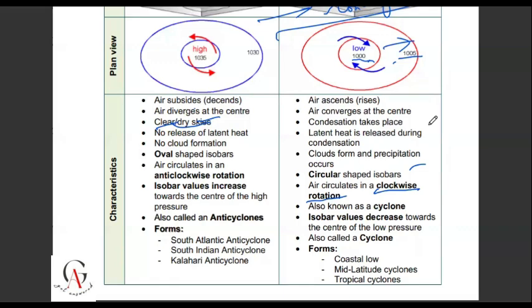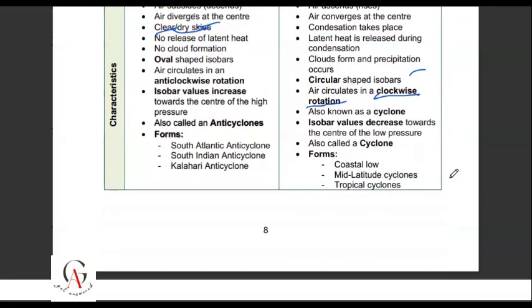So the circulation into the low pressure cell is basically a clockwise rotation. Then it's also known as a cyclone. We've talked about that. Isobar value decrease towards the center. We've talked about that. Then which typical low pressure cells do we have geographically? We have the coastal low.